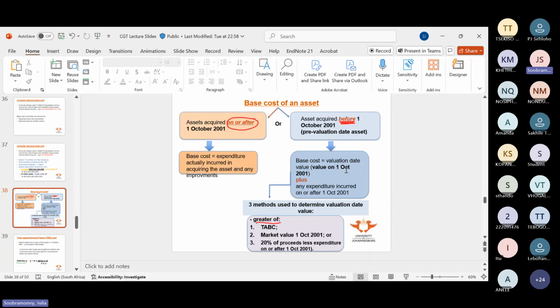If there was, you're going to adjust it again. Why do we do that? Because now we need to know what is my base cost on the date of sale. So let's say I sell my asset in 2010.